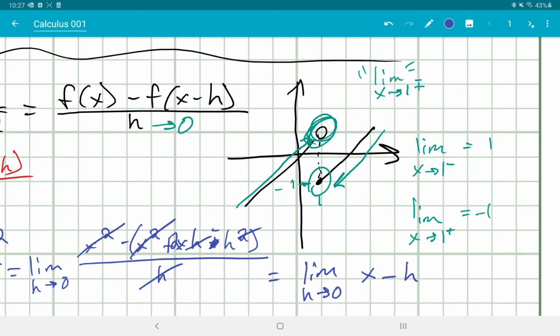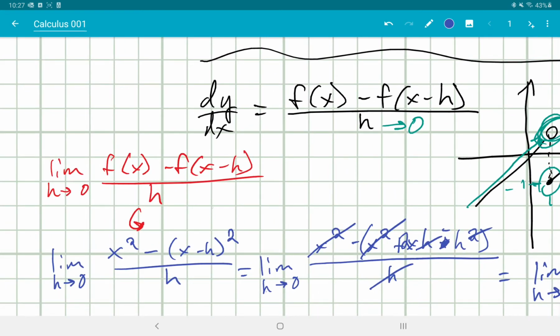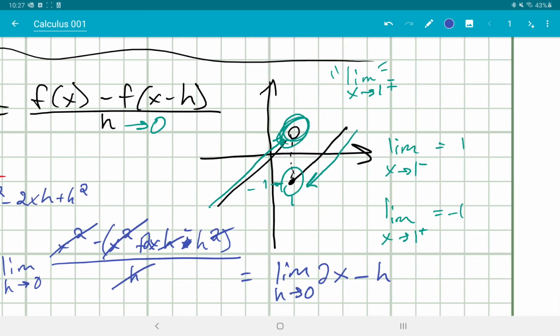Sorry, there's a 2 here. I did that wrong. This becomes x squared minus 2xh plus h squared. Right. So you get 2x minus h. But of course, h is going to 0, which means 2x. And that's our first derivative.